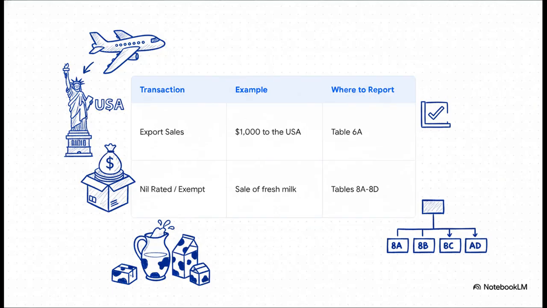This is pretty direct, actually. If you export goods, say a $1,000 shipment to the USA, that has its own special spot in Table 6A. And if you sell items that have zero GST, like fresh milk, you still have to report the value of those sales. You just do that in the various sections of Table 8.